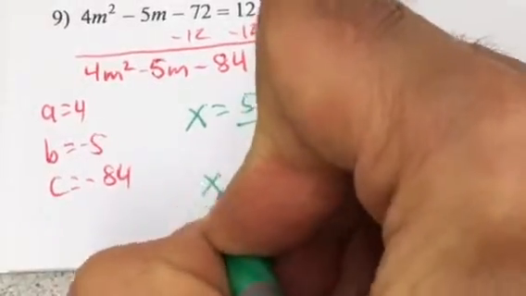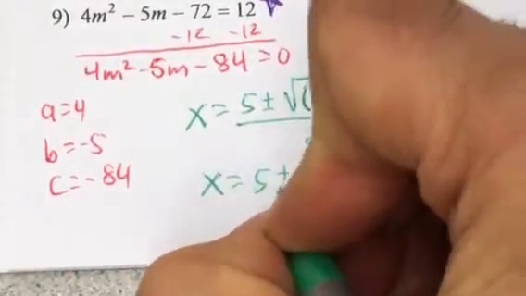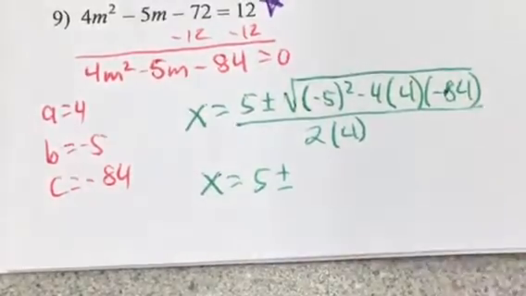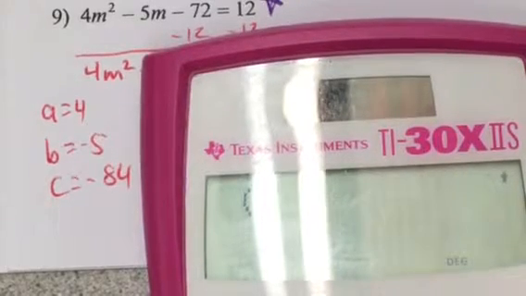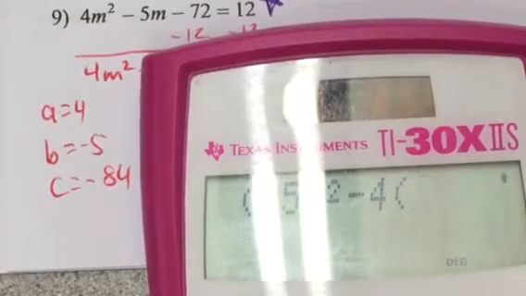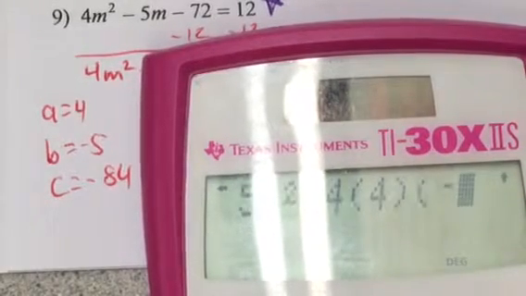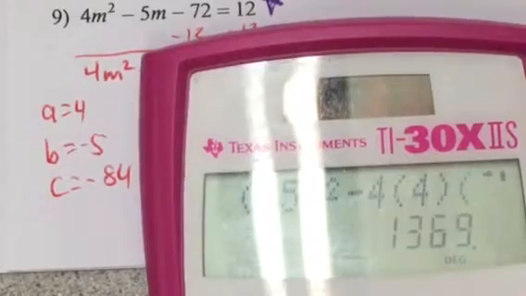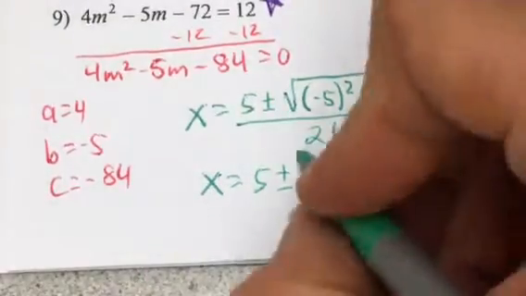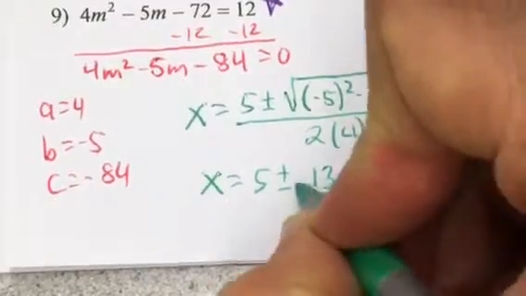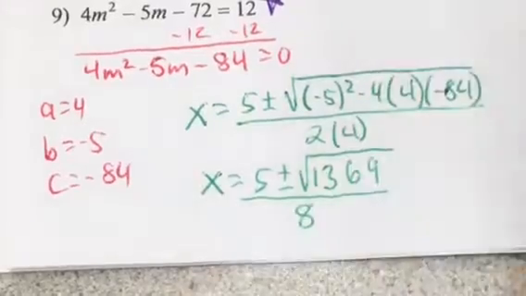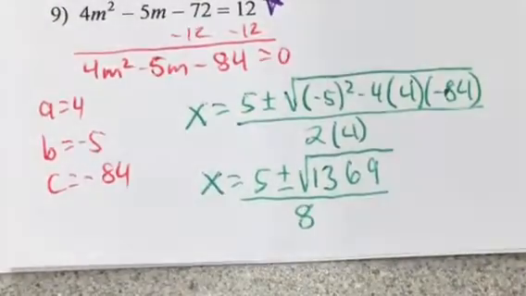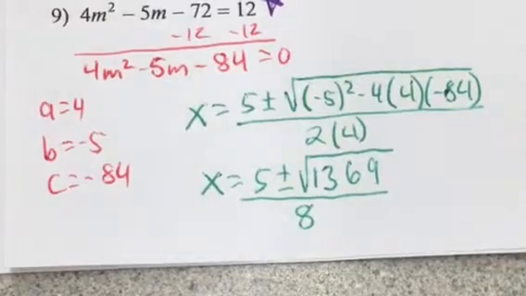Okay, so x equals 5 plus or minus, I'm going to do my discriminant, b squared, negative 5 squared, b squared minus 4ac, negative 84. 1369, goodness. 1369, that's the square root still. It's still in there. 2 times 4 is 8. Okay, that's where we're at so far.